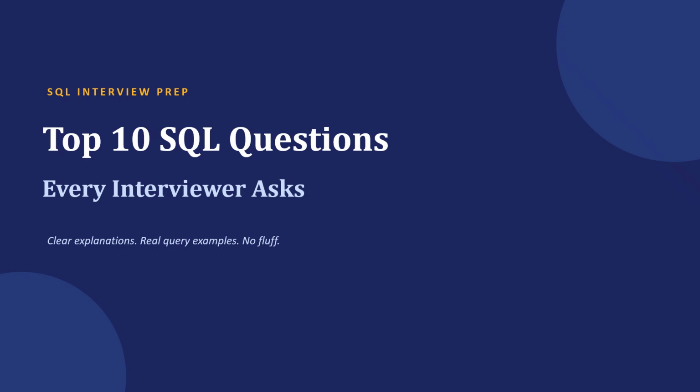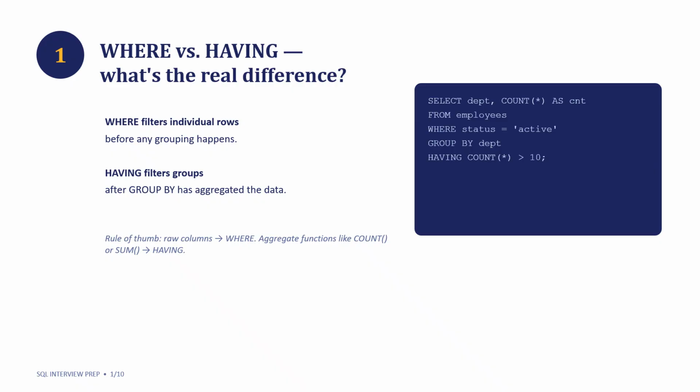Let's get into it. First question, what's the difference between where and having? This trips up a lot of beginners. Where filters rows before grouping. Think of it as a pre-filter on raw data. Having filters groups after group by has already aggregated things, so if you want employees with an active status, that's where. But if you want departments with more than 10 active employees, you need having, because count is an aggregate.